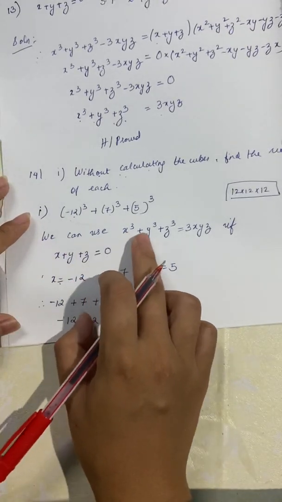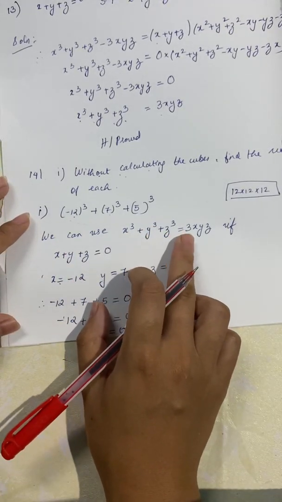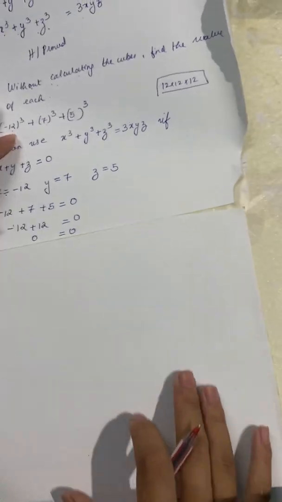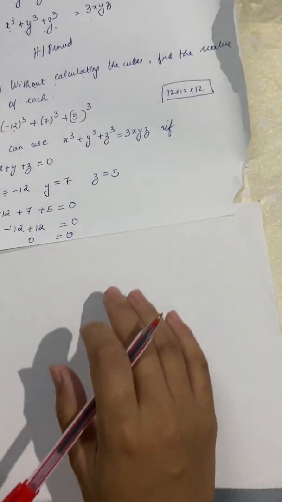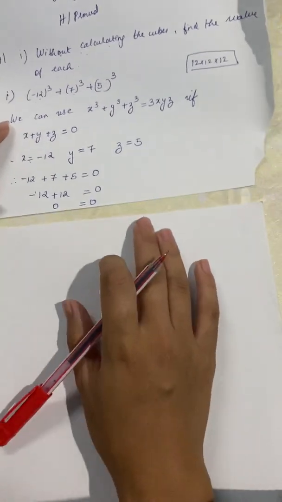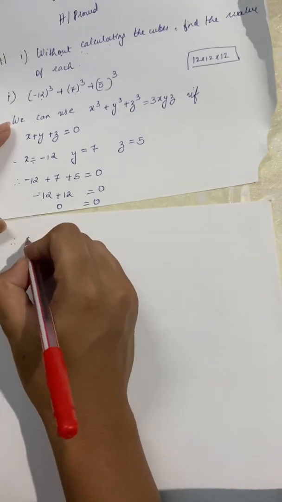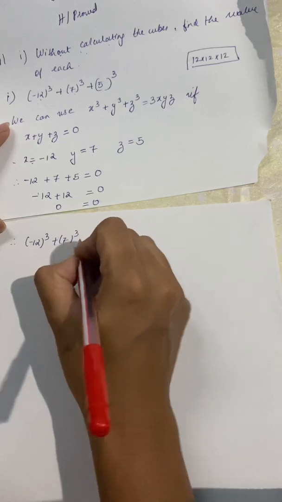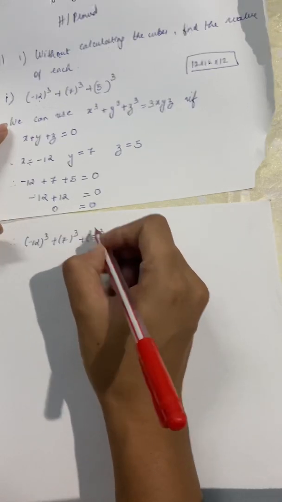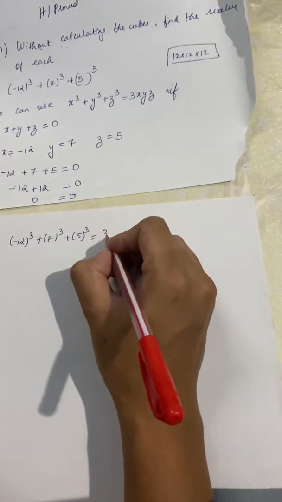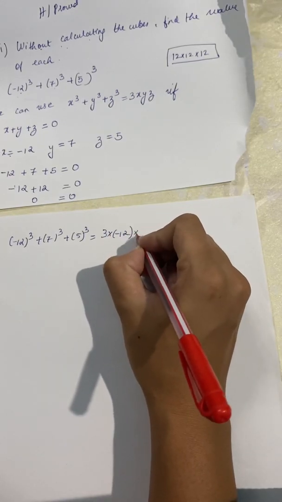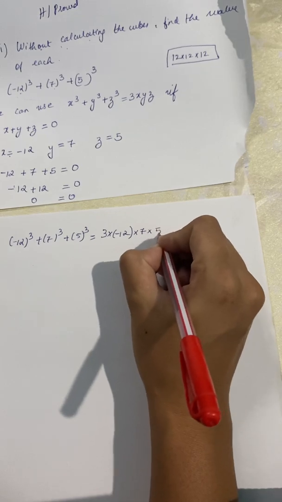So we can use x cube plus y cube plus z cube equivalent to 3xyz. Okay, we're allowed to use this, therefore minus 12 cube plus 7 cube plus 5 cube is equivalent to 3 into minus 12 into 7 into 5.